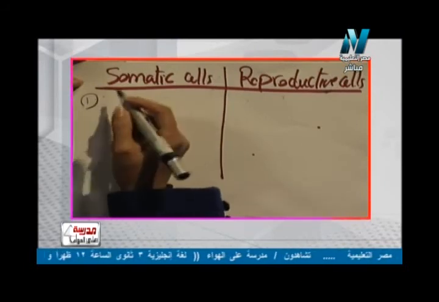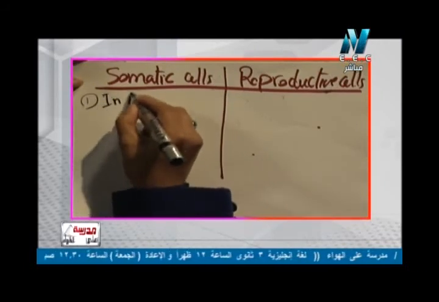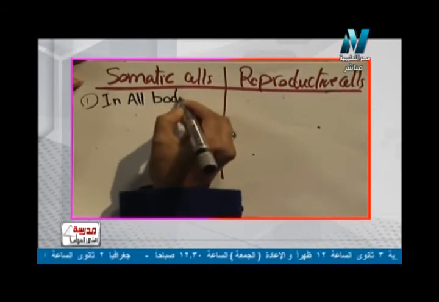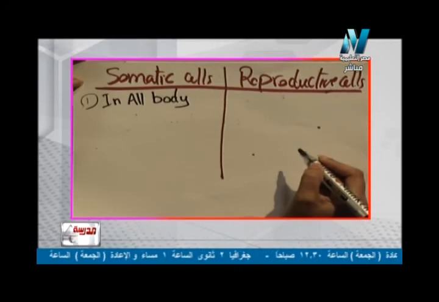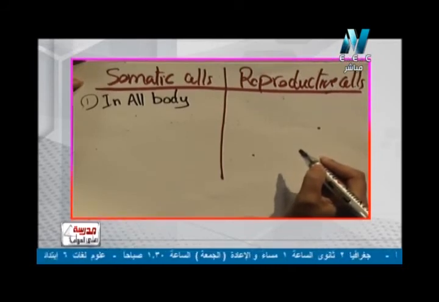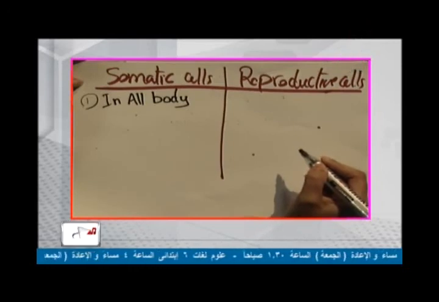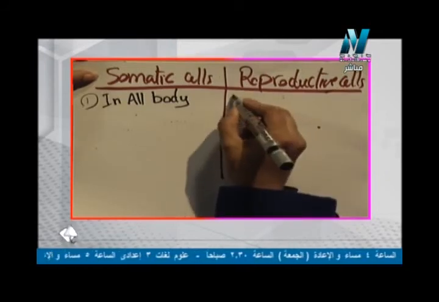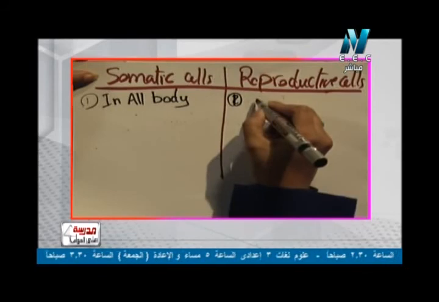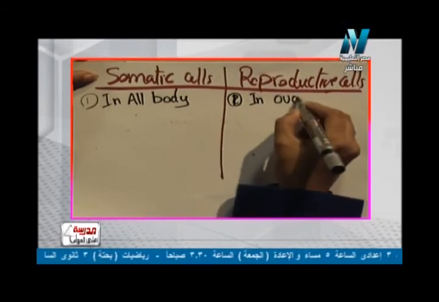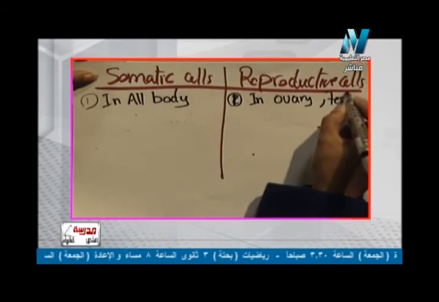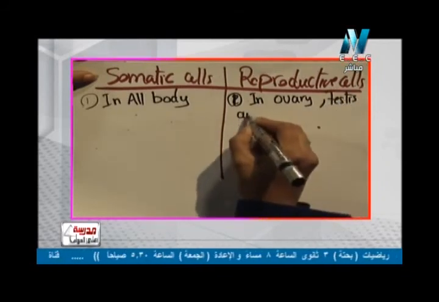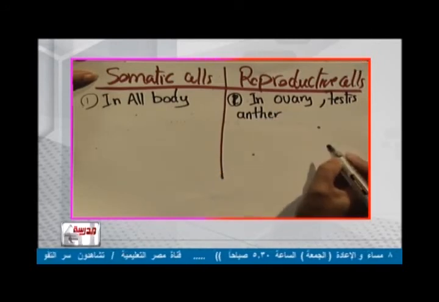What's the difference between somatic cell and reproductive cell? Number 1, somatic is in all the body. What is in all the body? It means in skin, in organs, all the organs. In the heart is the somatic cell. The skin is a somatic cell. The bones is a somatic cell. Reproductive cell is found where? In the ovary, female, testes, male, and anther in plant. This is what I will compare.